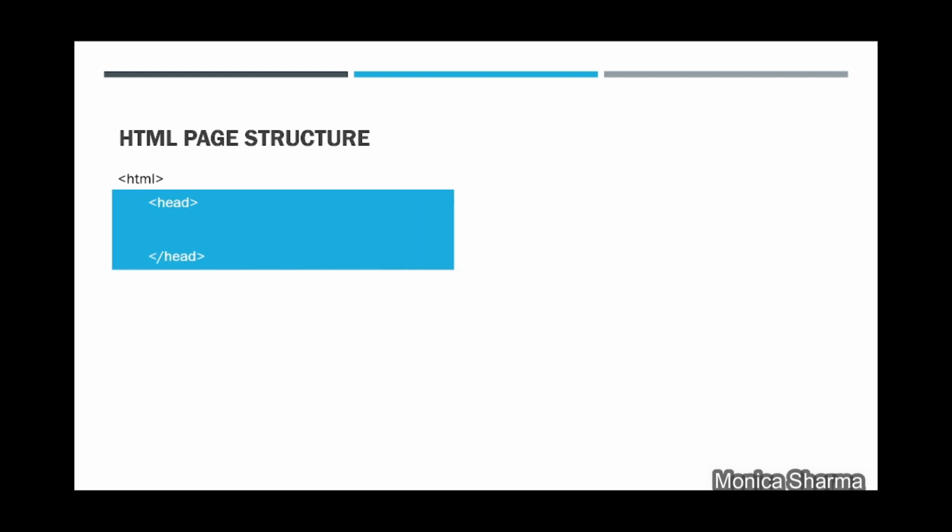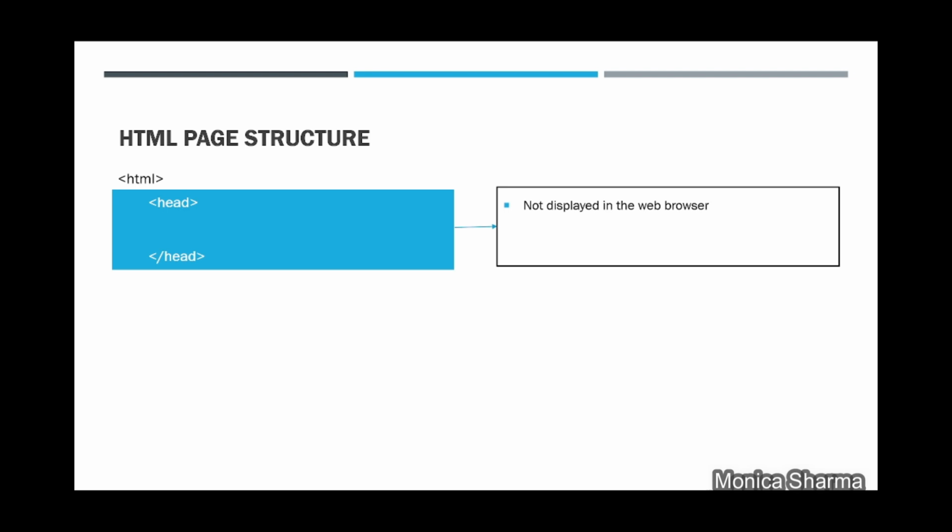So let's start with HTML page structure. Any HTML document begins with an HTML tag, and after that, the HTML page is divided into two parts. First part is called the head part or the head section. This head section is not displayed in the web browser, and it contains information such as the page title, links to CSS or JavaScript, links to custom favicons and other metadata.